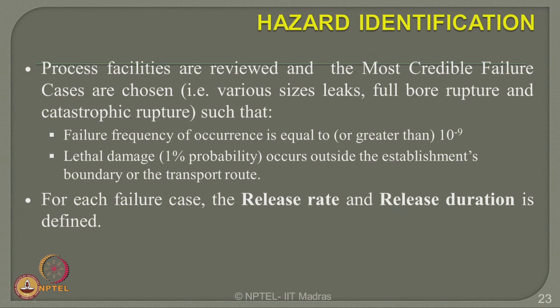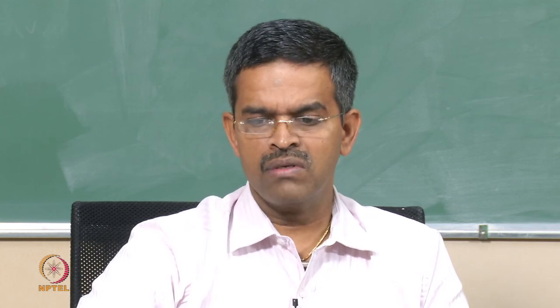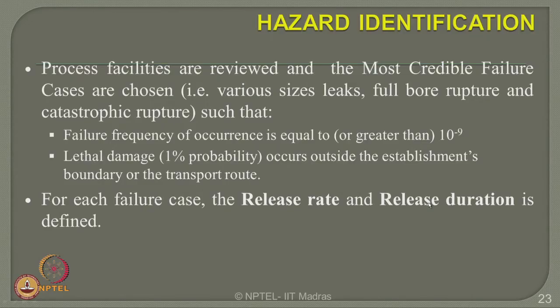Once you know them, then for each failure case, you must estimate the release rate and release duration. This is very, very important, because we already studied in the last lecture in module 2 the lethal damage and lethal dosages. It all depends upon at what rate the chemical or the gas is released and what is the duration of the release, because it will tell you whether the concentration of the release is what we call the liquid quantity in the chemical exposure index. The duration of that release is very important. So please predefine the release rate and release duration for each failure case identified as a most credible failure case in a given system.